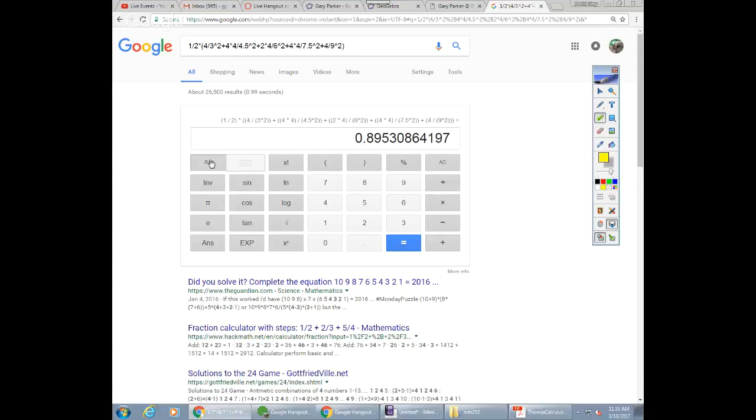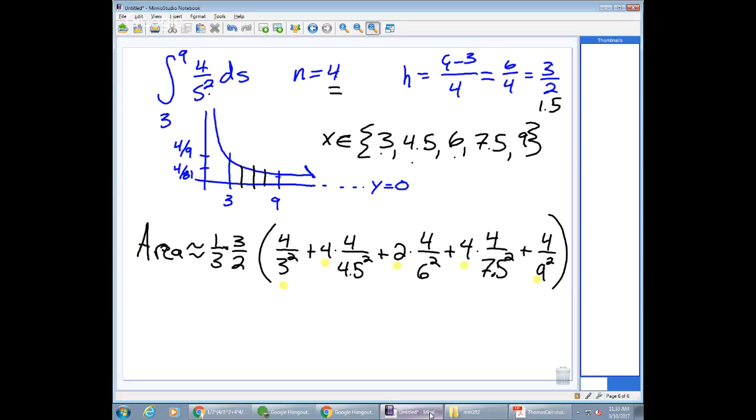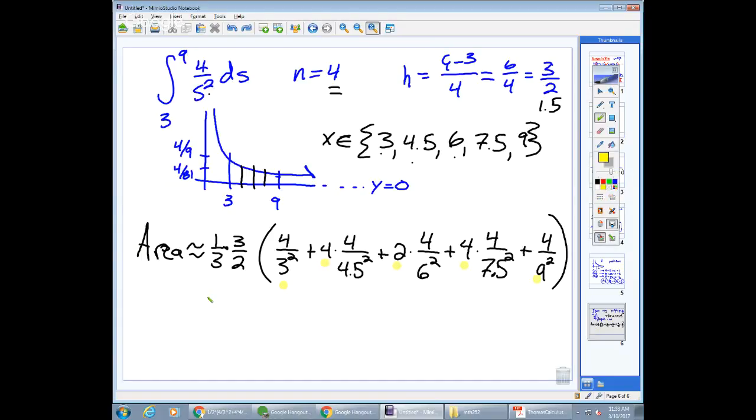I can't remember how many decimal places it asks for. This is number 4, and number 4 said round to 4 decimal places. So the computer would want 0.8953. Now, there's also an approximation of the error that you can get here, which is a wee bit complicated, but we're going to take a look at it.